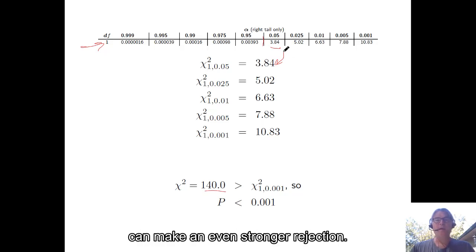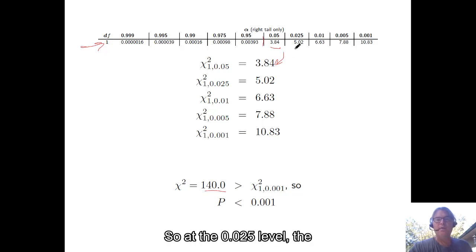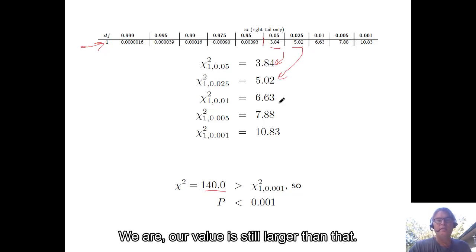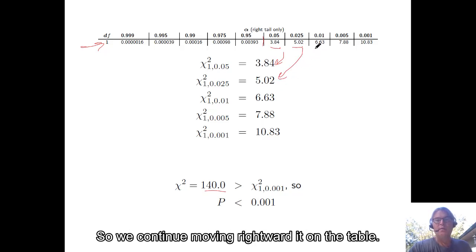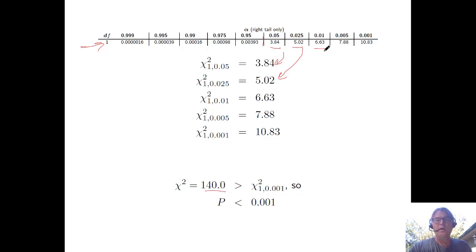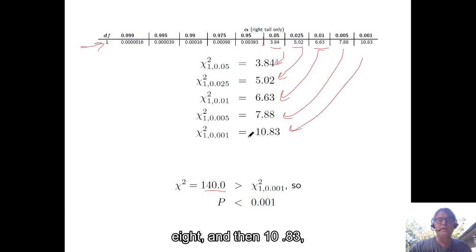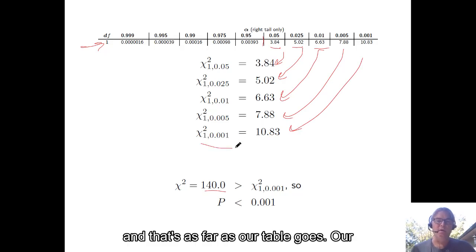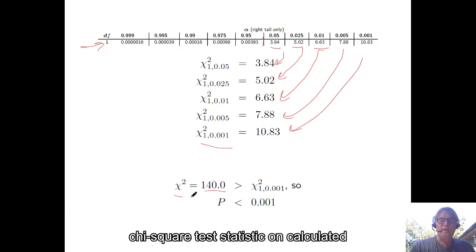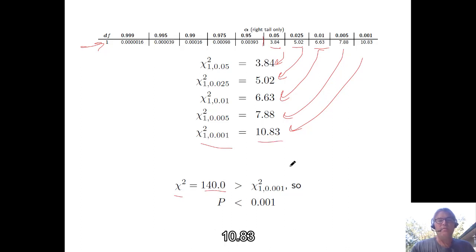Maybe we can make an even stronger rejection. So at the 0.025 level, the critical value is 5.02. Our value is still larger than that. So we continue moving rightward on the table. 6.63 is the next critical value, then 7.88, and then 10.83. And that's as far as our table goes. Our chi-square test statistic calculated on our real data is larger than 10.83.